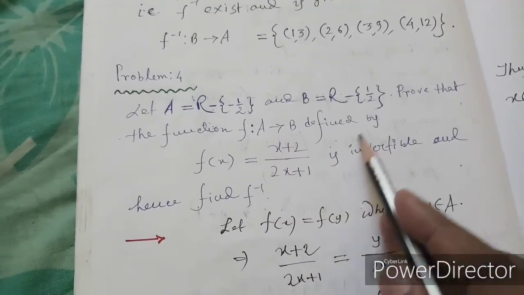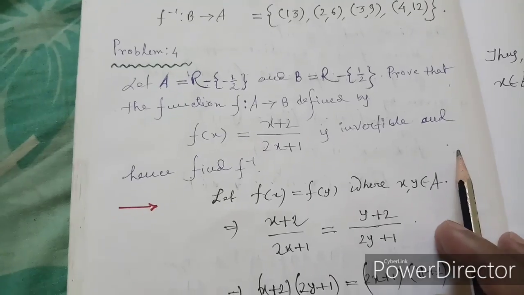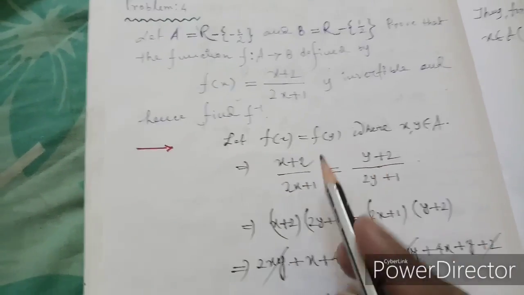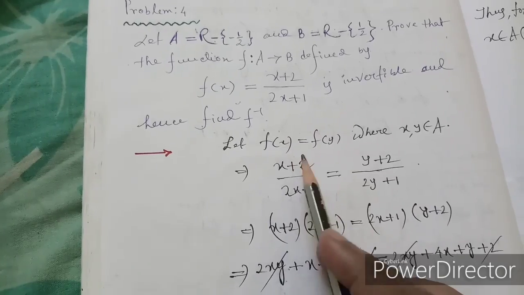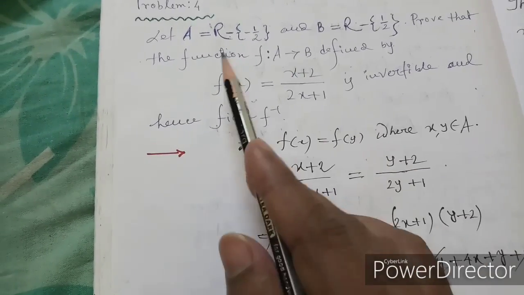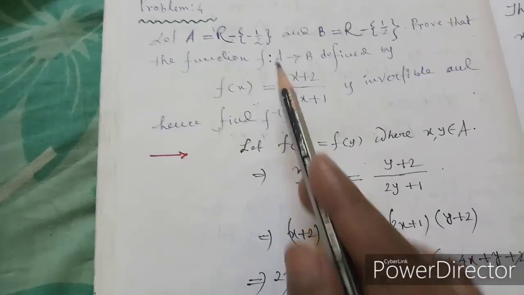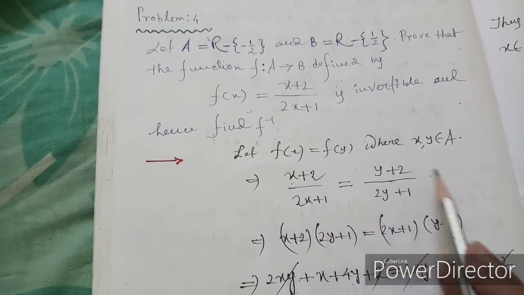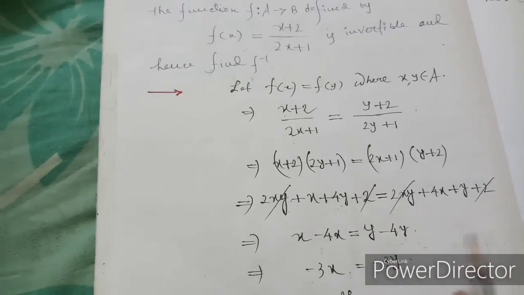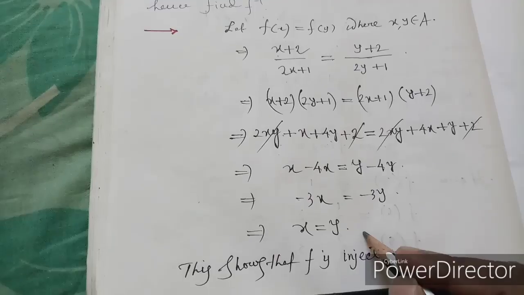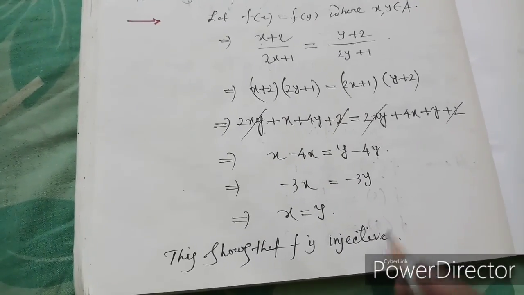That means invertible means we have to first check whether f is bijective or not. So how to check it? For the injective part, let f(x) = f(y), where x, y belong to A, where A is the domain. So (x + 2)/(2x + 1) = (y + 2)/(2y + 1), and after simplification, we get x = y. And this shows that f is injective, obviously.